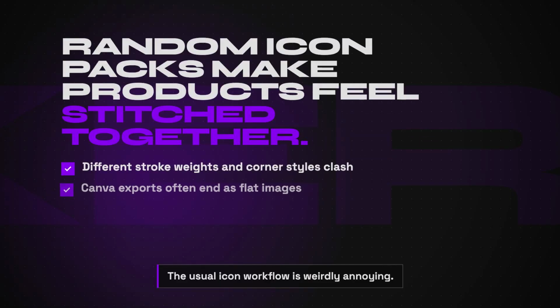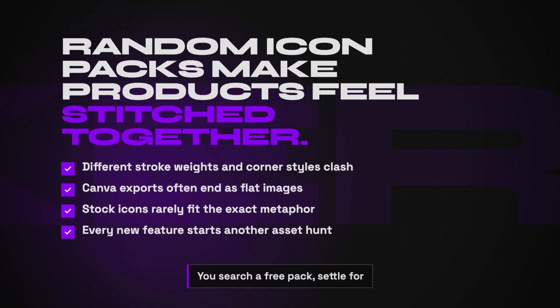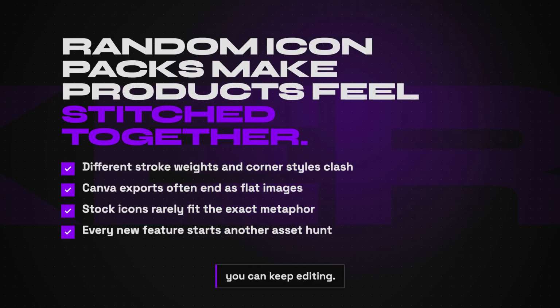The usual icon workflow is weirdly annoying. You search a free pack, settle for something close, recolor it, resize it, then repeat the whole hunt when the next feature needs a different metaphor. Canva can make a decent square, but it does not give you a clean vector system you can keep editing.